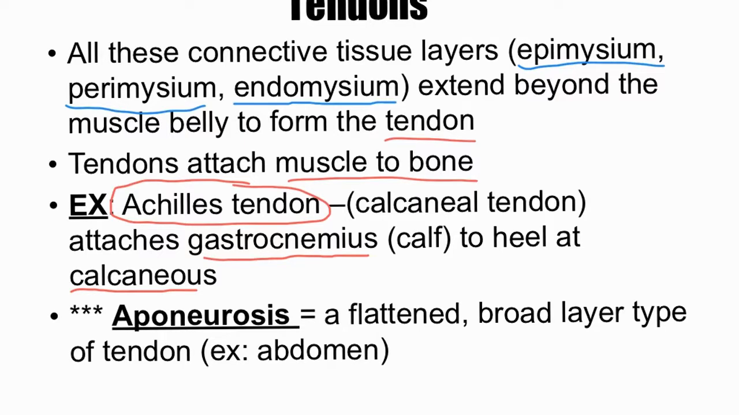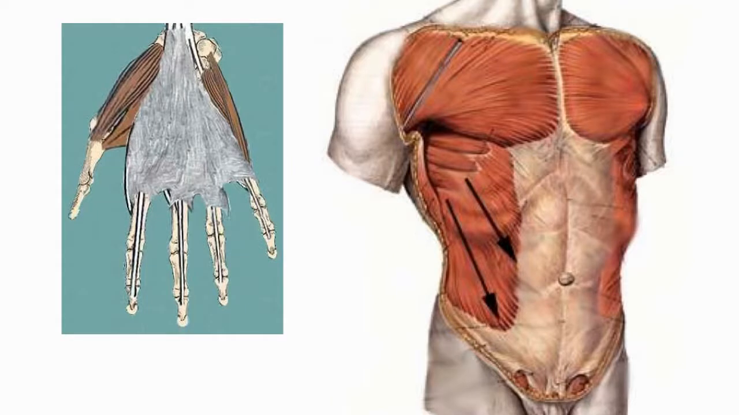And one more term on this slide, aponeurosis. That is a special type of connective tissue. It is a flattened, broad layer, kind of like a sheet of tendon. The abdomen is a good example of this, the aponeurosis of the abdomen. It's a very large area that is all just connective tissue, and you're going to see that on the next slide. All right, so on the previous slide, we heard about aponeurosis, a sheet-like band of connective tissue of tendon.